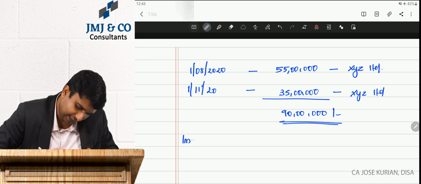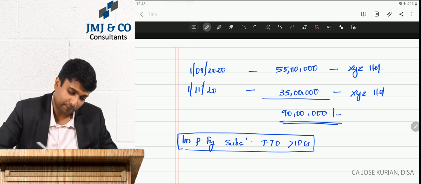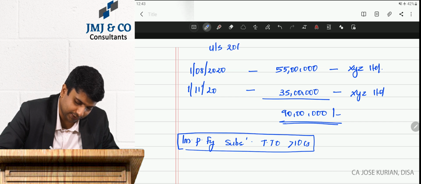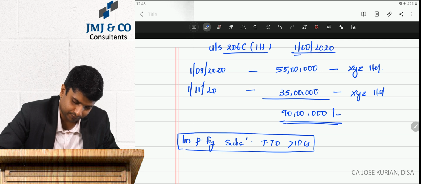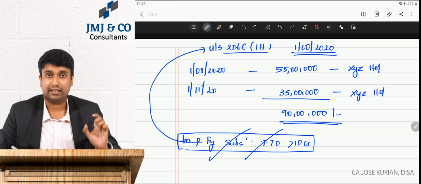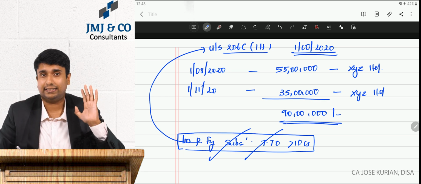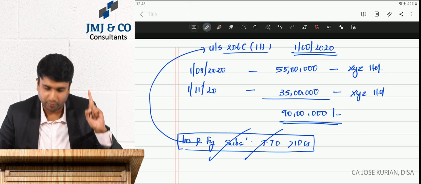And in the immediately preceding financial year, Subhash being the seller, his total turnover is more than 10 crore. It is around 12 crore. But as you know, section 206C1H is effective from 1st October 2020 only. So here he is definitely an eligible seller, required to collect TCS in this case. Why? Because his preceding financial year's turnover is more than 10 crore. That is point number 1.